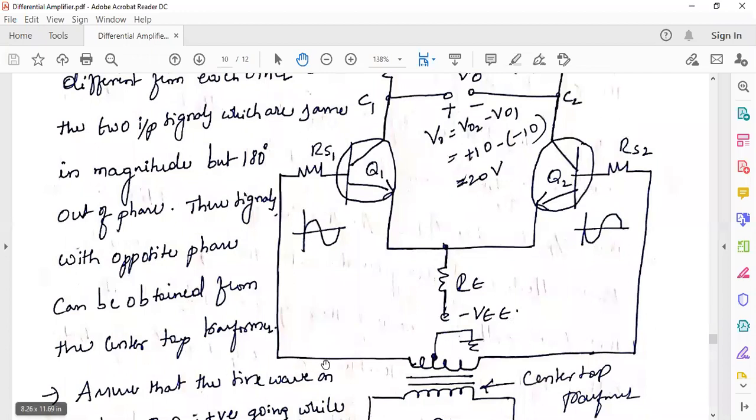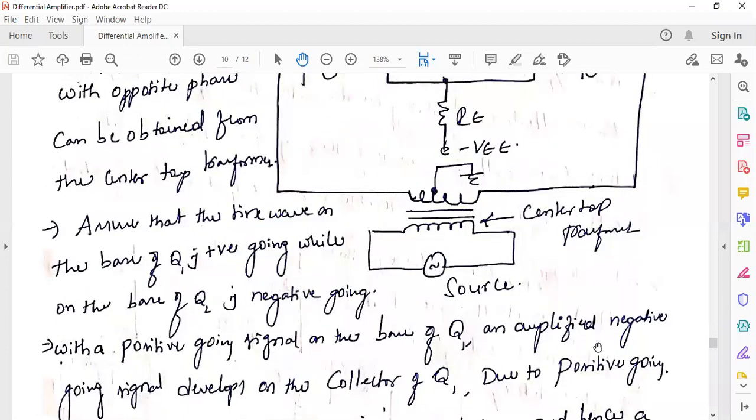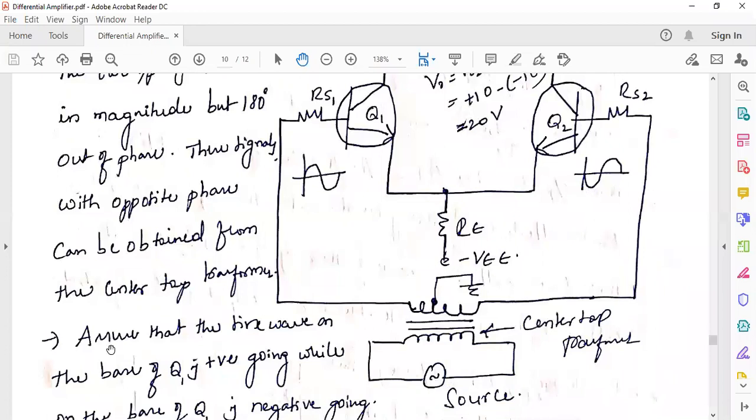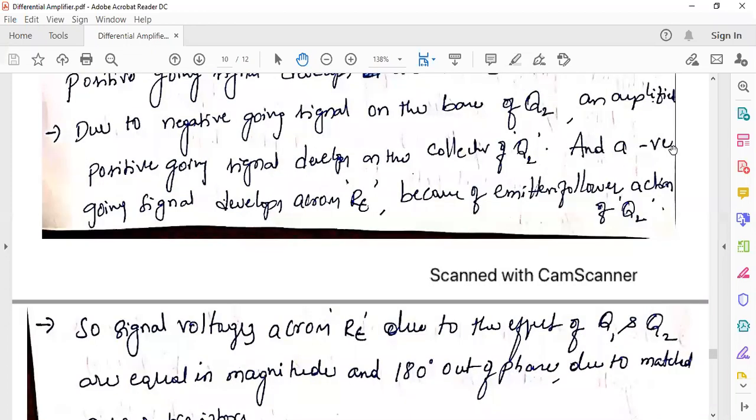Okay, with a positive going signal on the base of Q1, an amplified negative going signal is developed across the collector of Q1. Positive is applied, so we are getting a negative signal at the collector of Q1. Similarly, negative is applied, so we are getting positive at the collector of Q2. Okay, so due to the negative going signal on the base of Q2, an amplified positive going signal develops at the collector of Q2, and the negative going signal develops across RE because of the emitter follower action of Q2.